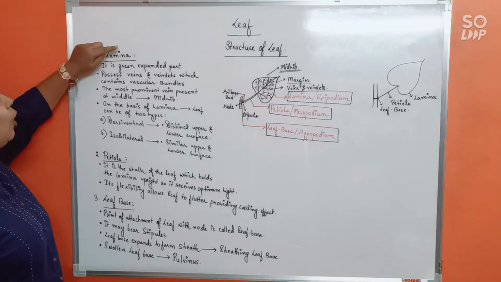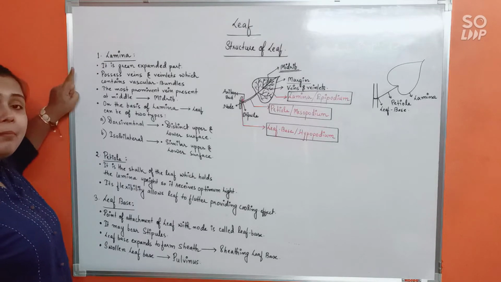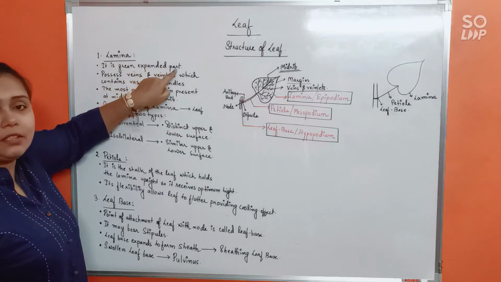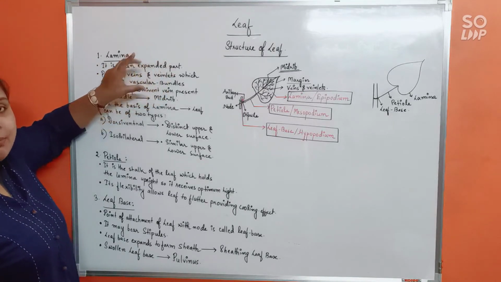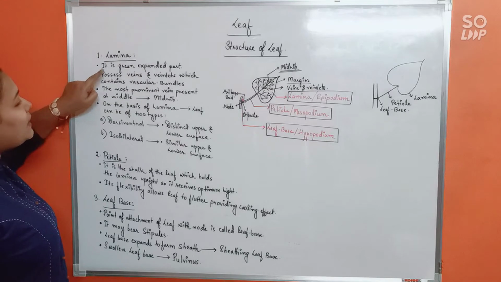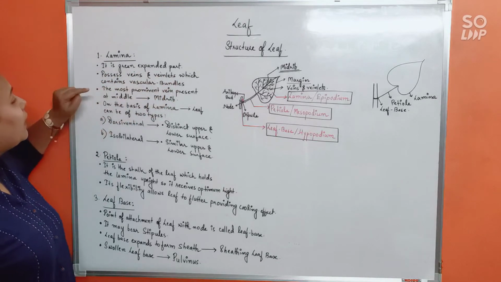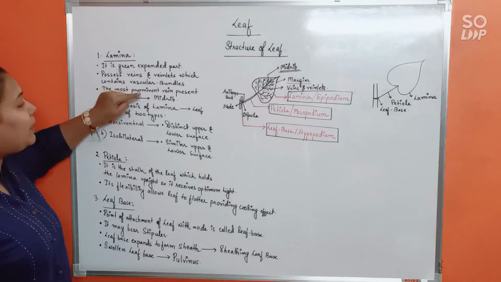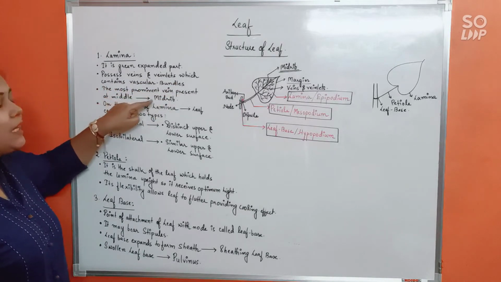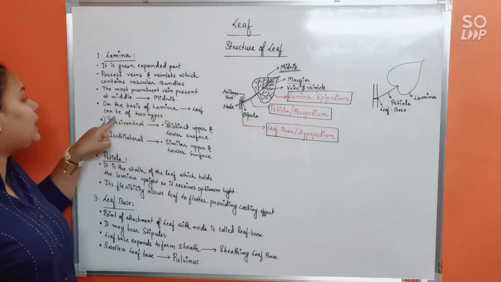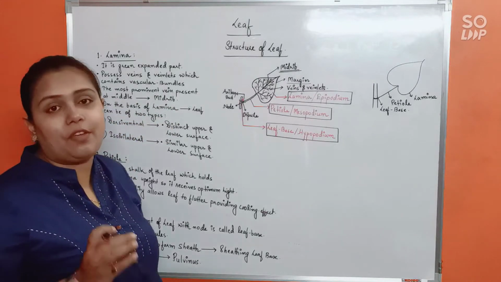So lamina or epipodium, remember that, alright? First, it is the green and expanded part of the leaf, the most expanded part of the leaf. It possesses veins and veinlets which contain vascular bundles. Next, the most prominent vein present in the middle is the midrib. Then on the basis of the lamina, leaves can be of two types. Now this is very, very important.